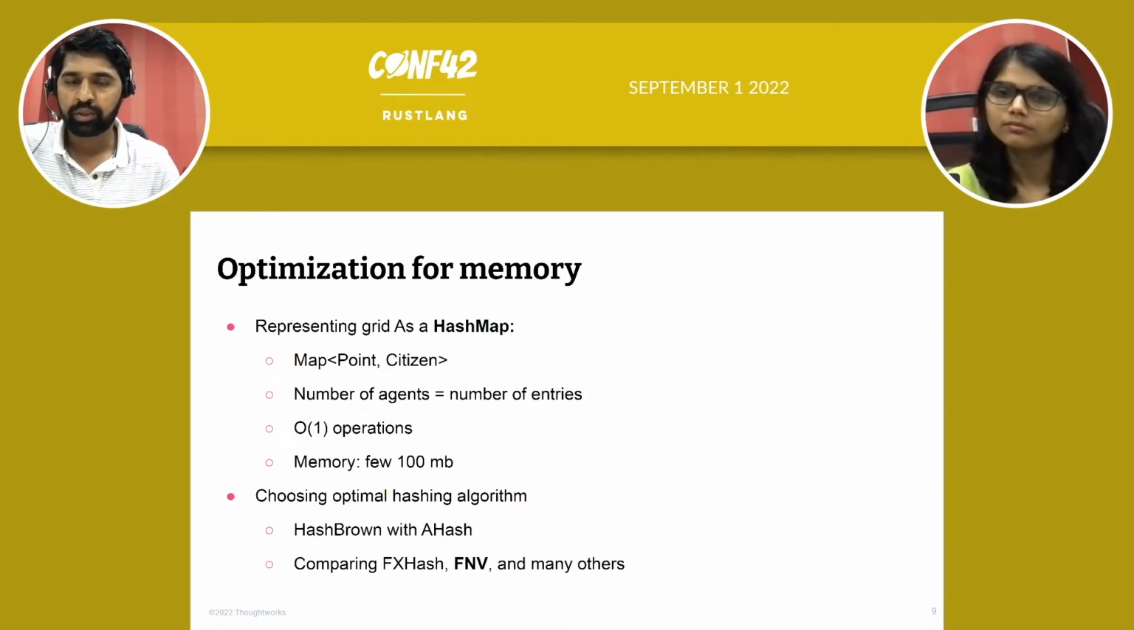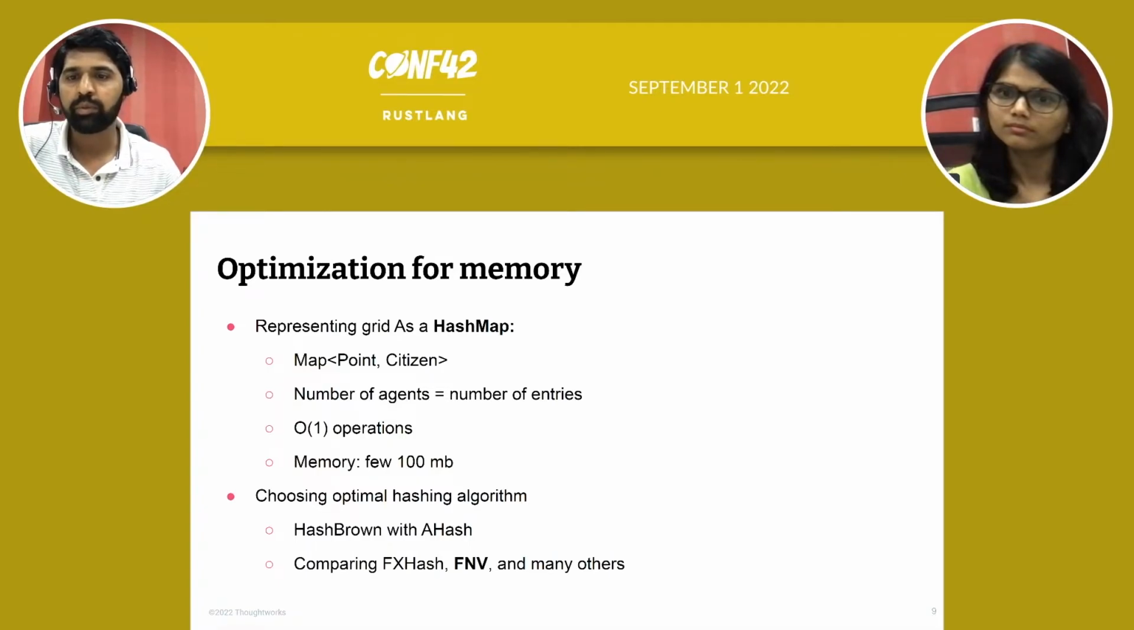So we faced a challenge for modeling the specific grid. One solution which we came up with is, if we can represent this 2D grid as a hash map. So we created a structure where the key for the hash map is a point, and the value becomes an object of the citizen struct. A point is nothing but the XY location on the plane, on the grid, and the citizen is that individual agent who is occupying this specific cell.